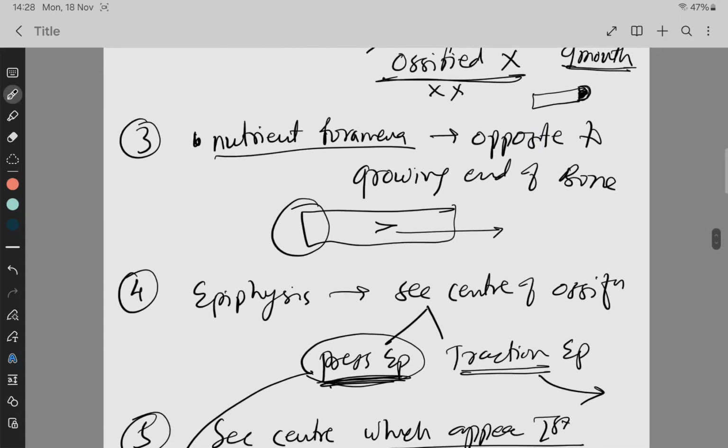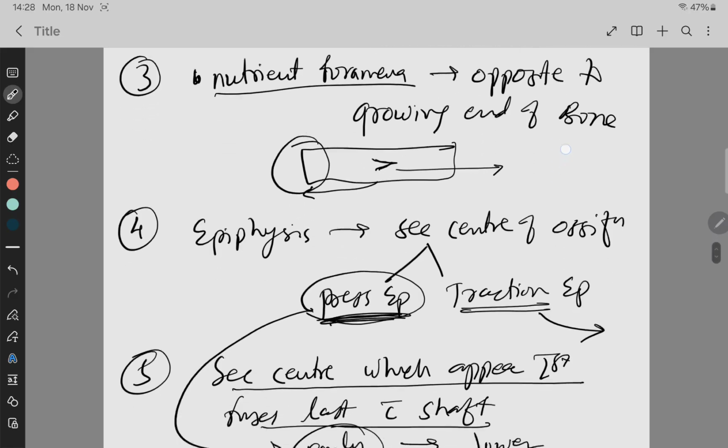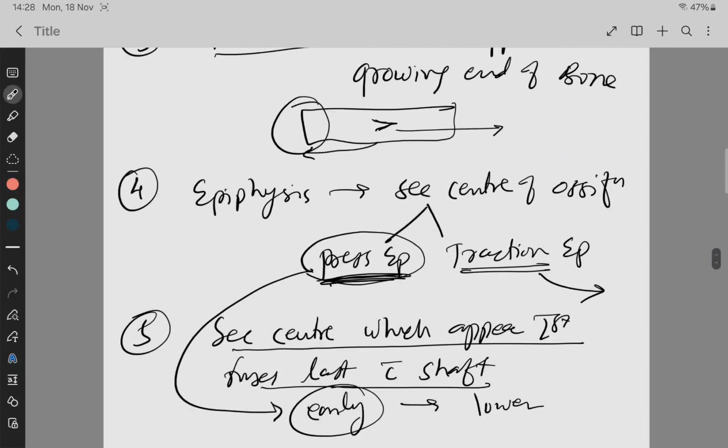What is the third law? The growing end of the bone: the direction of the nutrient foramen, the end opposite to that is the growing end of the long bone. Then what is the fourth law of ossification? Secondary center of ossification for pressure epiphysis appears early as compared to traction epiphysis. So each long bone will have some pressure epiphyses and some traction epiphyses. Of these, the pressure epiphysis center will appear before the traction epiphysis. So that is what the law suggests.